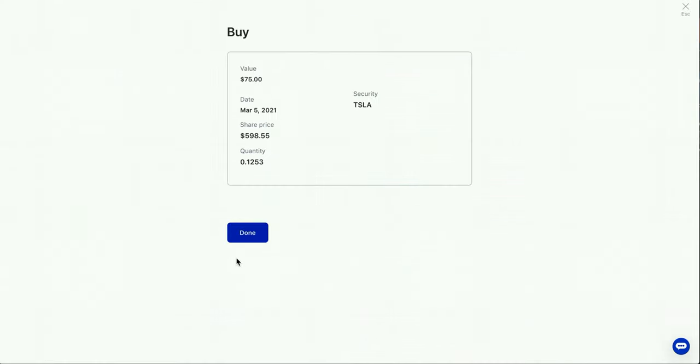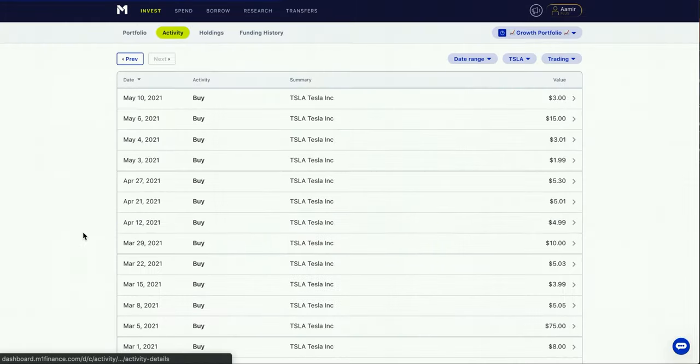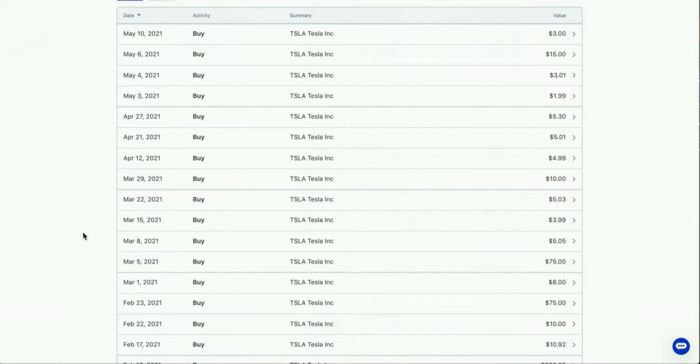You gotta be smart about buying the dip. Here's another one where I bought another $75 worth at lower than $600. And this is the majority of where buying the dip really comes in handy.